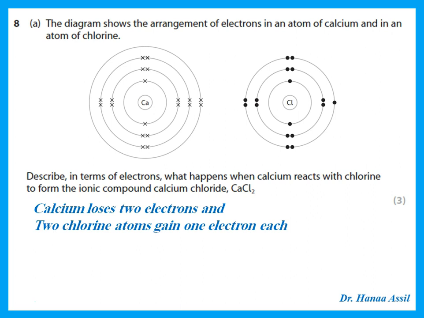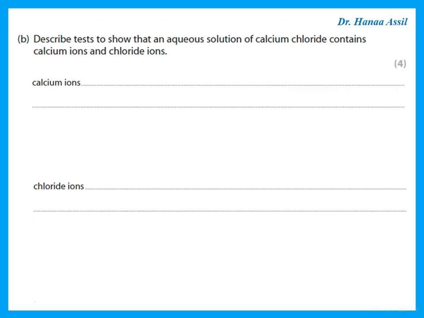Each chlorine needs only 1 electron. And that means I will need 2 chlorine atoms to gain 1 electron each in order to take the 2 electrons that were lost by calcium. So remember, the calcium will lose 2 electrons. But each chlorine can take only 1 because the chlorine has 7 electrons in its outermost shell and we need them to be 8. So we need 2 chlorine atoms to gain 1 electron each.